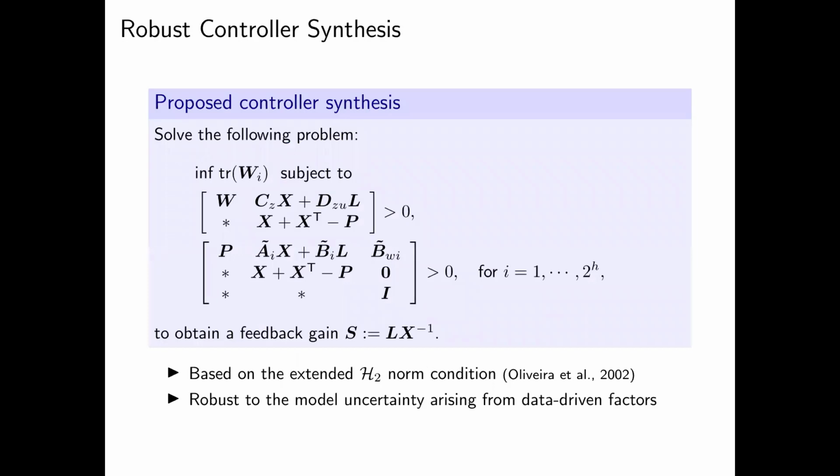Using this model, we then design a data-driven controller by solving the following problem. This formulation is based on the extended H2 norm condition of discrete-time linear systems, and the obtained controller is robust to the model uncertainty arising from data-driven factors.